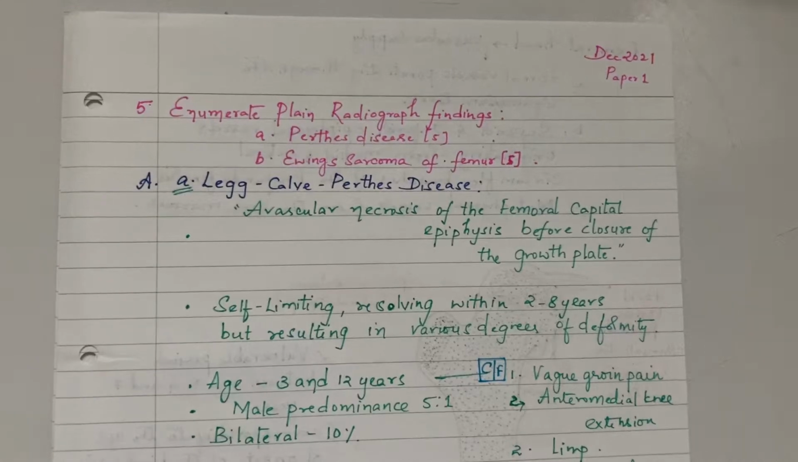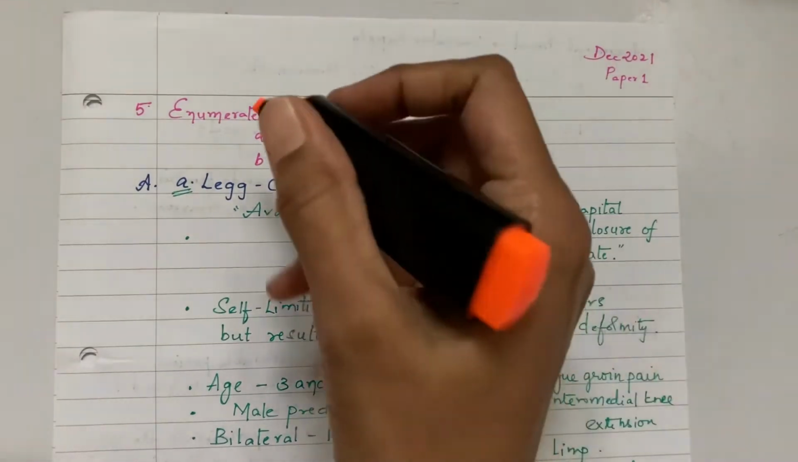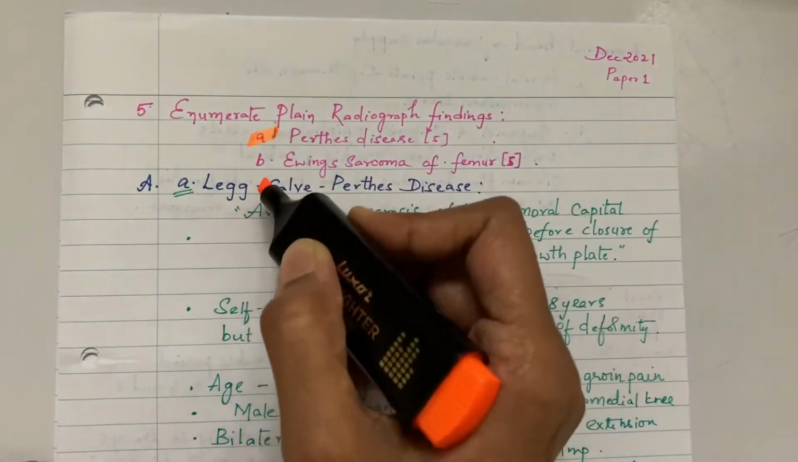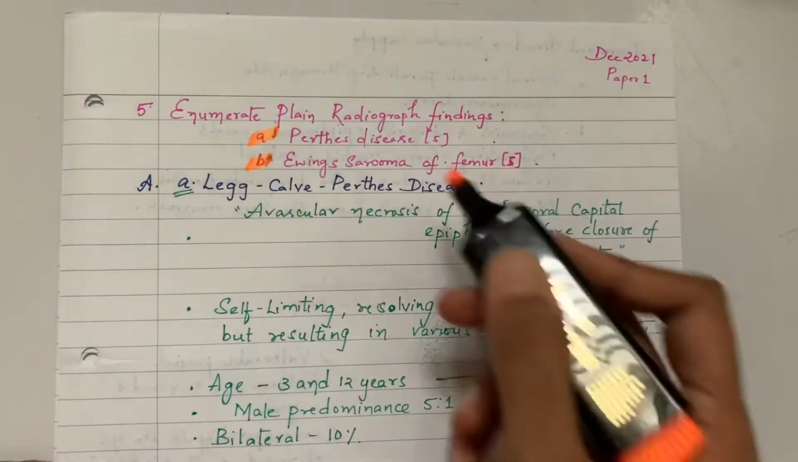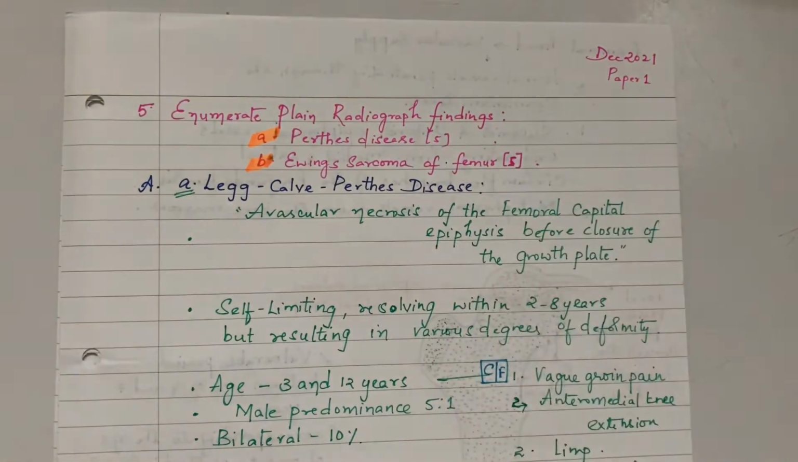Hi everybody, today we will be discussing December 2021 paper 1 question number 5. Here they have asked to enumerate the plain radiography, that is X-ray findings of two diseases, that is Perthes and Ewing sarcoma in femur. For each one they gave 5 marks.